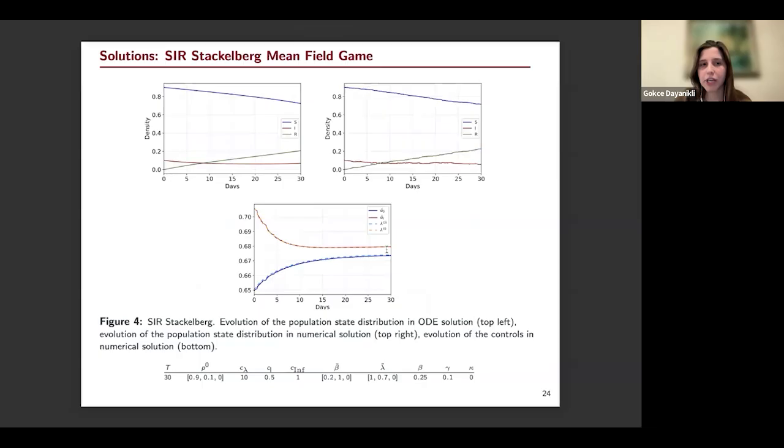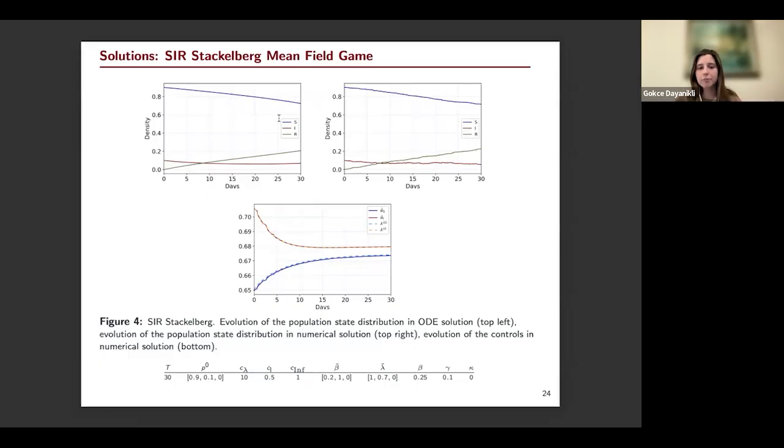Then after this sanity check, we are going forward to the general Stackelberg mean field game problem part, where we are going to do the optimization for the policies of the principal too. Here on the left, we have, again, the semi-explicit solutions for this problem. On the right, we have our numerical solution results. And again, our numerical solution is good at capturing this behavior.